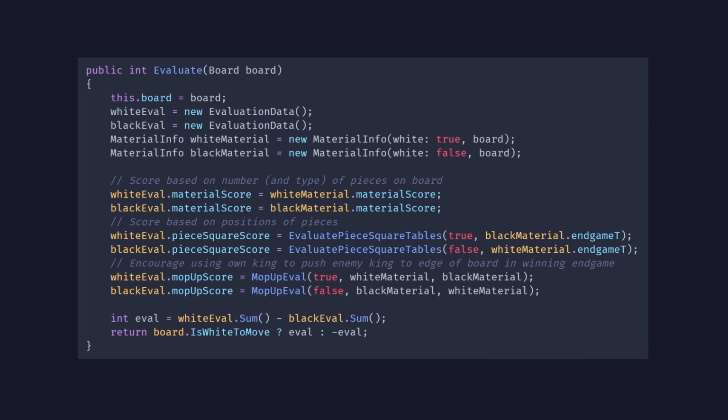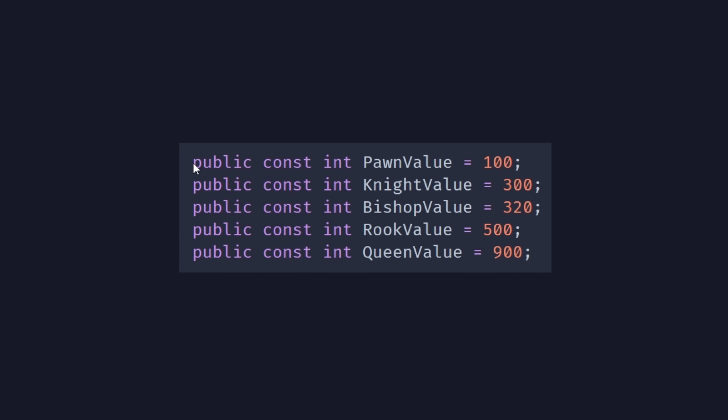At the moment, our evaluation function considers just three simple terms: The first of these is the amount of pieces on the board. So it adds up the number of pawns multiplied by the value of a pawn, plus the number of knights multiplied by the value of a knight, and so on. And of course, these are just very generalized estimates of what each piece is worth.